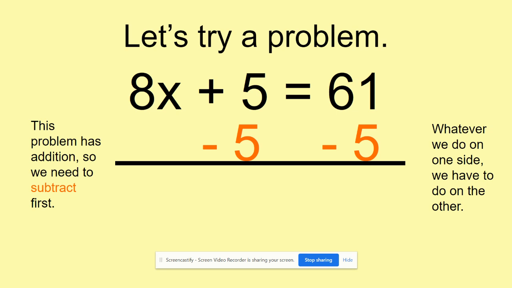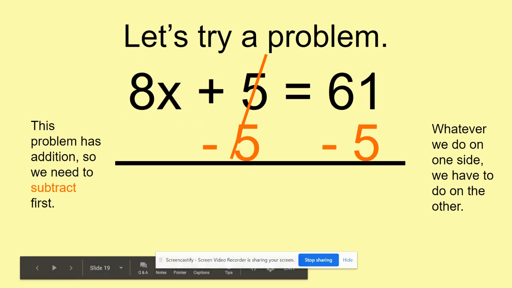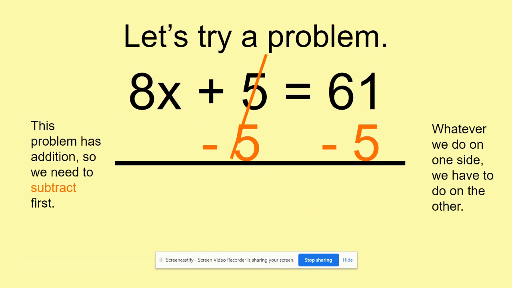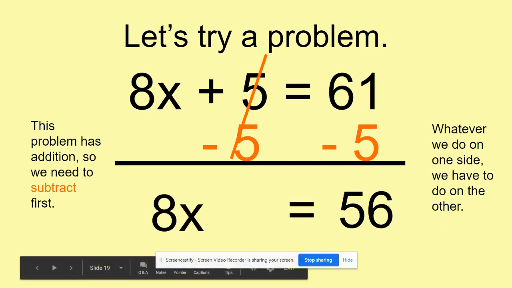Okay, those 5's are going to cancel out. And what do I have on the left side? Well, I still have an 8x, so I'm going to bring that down. And then on the right side, 61 minus 5. And that's going to give us 56. Okay, so we've done the first step.